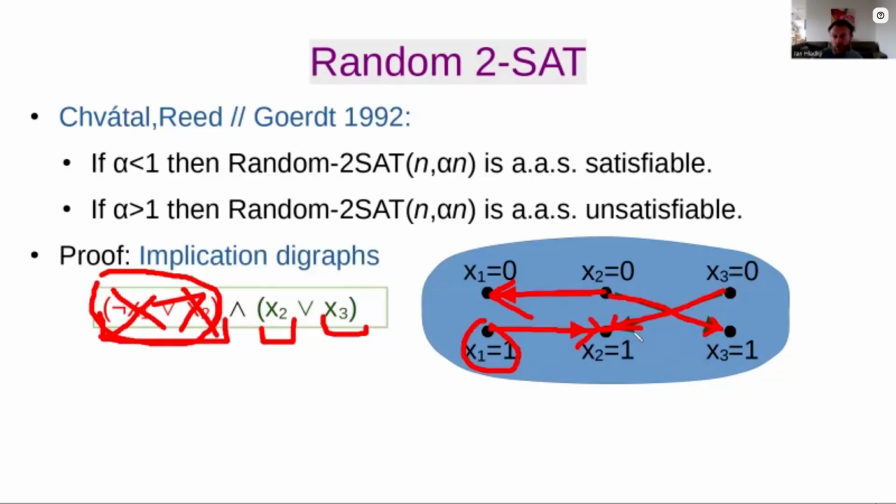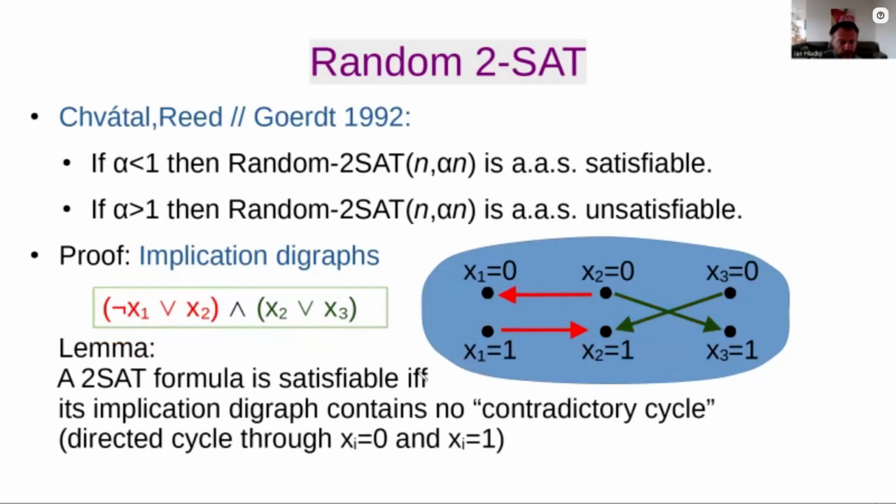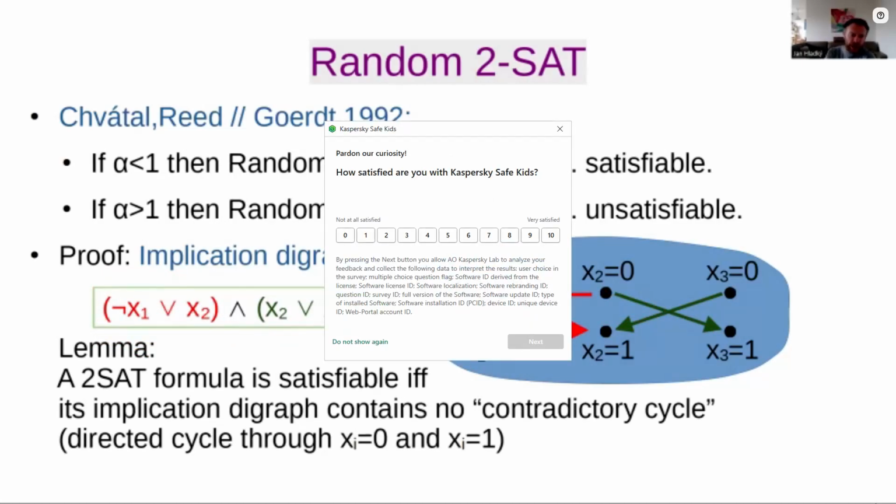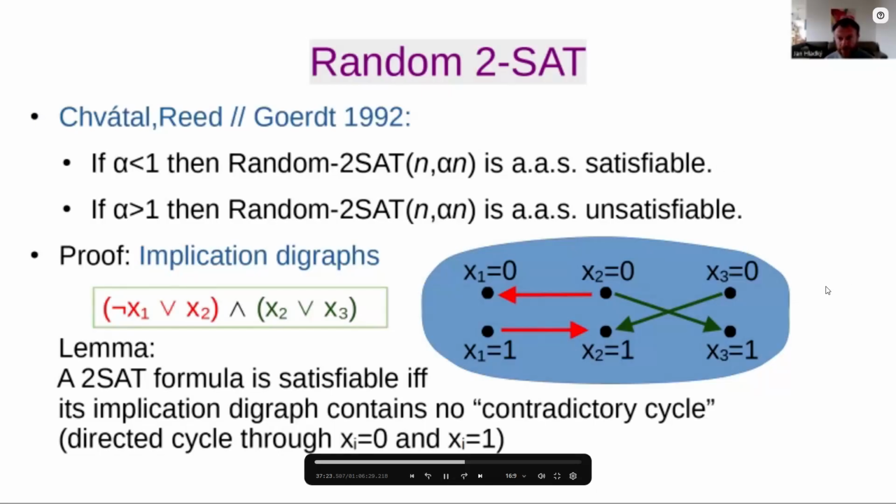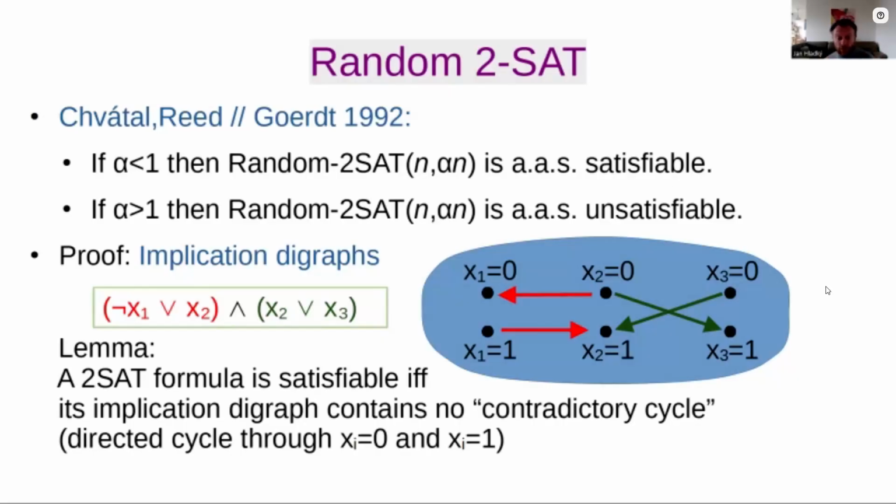For each clause, you actually introduce two directed edges. And what is the importance of this implication digraph of a formula? Well, there is this very simple lemma that the whole formula is satisfiable if and only if its implication digraph contains no what is called contradictory cycle. Okay, so what's a contradictory cycle? Well, that's a directed cycle in the digraph, so a cycle whose edges are all oriented in the same direction, which for some i goes through both copies of xi.